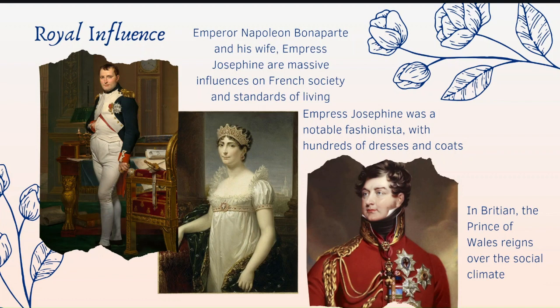Empress Josephine was a notable fashionista who had hundreds of cashmere coats and many dresses. In Britain, the Prince of Wales reigns over the social climate, and his court is where to watch out for the hottest new looks.